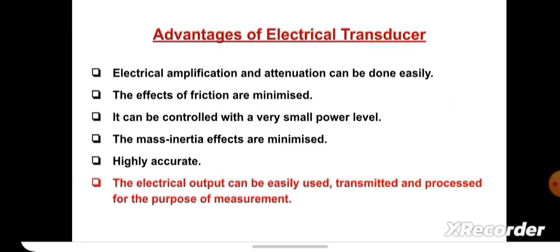So here are the advantages of an electrical transducer. First, electrical amplification and attenuation can be done easily. The effects of friction are minimized. It can be controlled with a very small power level. The mass inertia effects are minimized. It is highly accurate, and last but not the least, the electrical output can be easily used, transmitted and processed for the purpose of measurement.